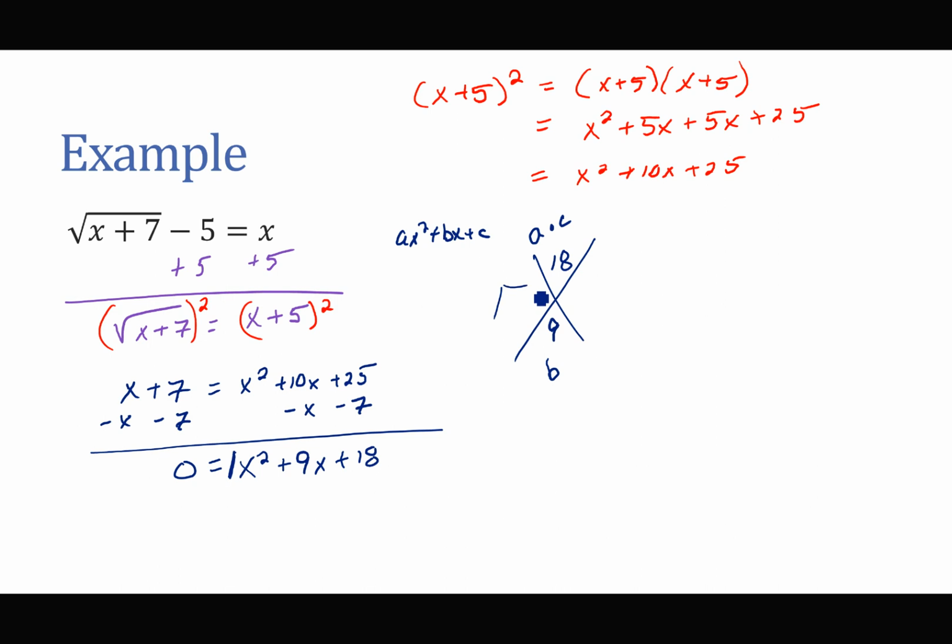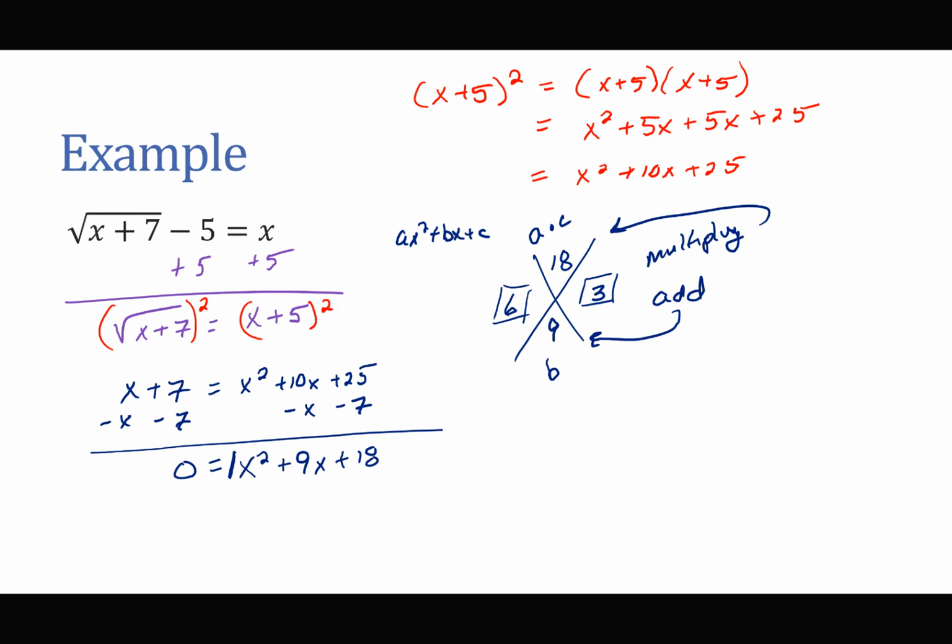And I'm trying to think of two numbers that when I multiply, I get this, but when I add, I get this. So two numbers multiplied to get 18 but add up to be 9. Joel, what are those two numbers? 6 and 3. Okay, multiply those, I get 18. Add them up, I get 9.